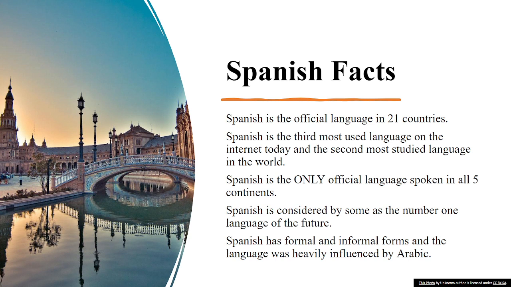Spanish facts. Spanish is the official language in 21 countries. Spanish is the third most used language on the internet today, and the second most studied language in the world. Spanish is the only official language spoken on all 5 continents. Spanish is considered by some as the number 1 language of the future. Spanish has formal and informal forms, and the language was heavily influenced by Arabic.